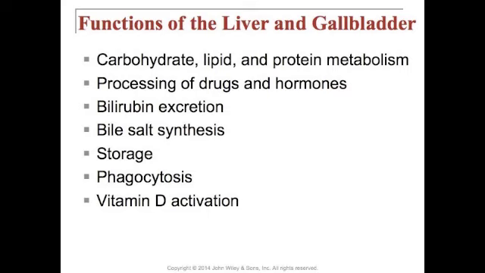Functions of the liver and gallbladder. So in carbohydrate metabolism, the liver is especially important in maintaining a normal blood glucose level. When blood glucose is low, the liver can break down glycogen to glucose and release the glucose into the bloodstream. The liver can also convert certain amino acids and lactic acid into glucose, and it can convert sugars such as fructose and galactose into glucose. When blood glucose is high, as occurs just after eating a meal, the liver converts glucose to glycogen and triglycerides for storage.